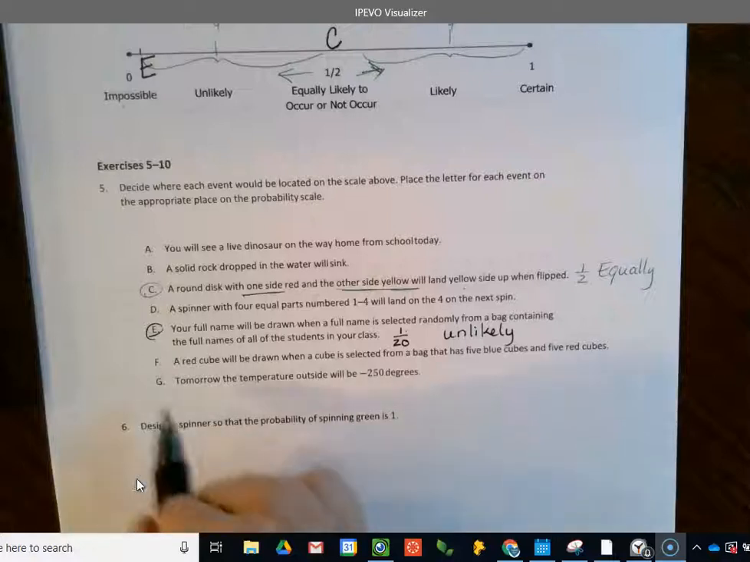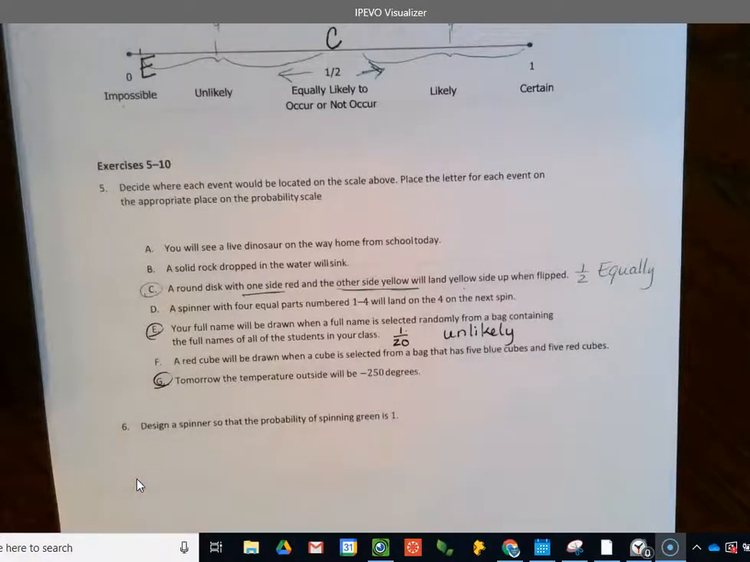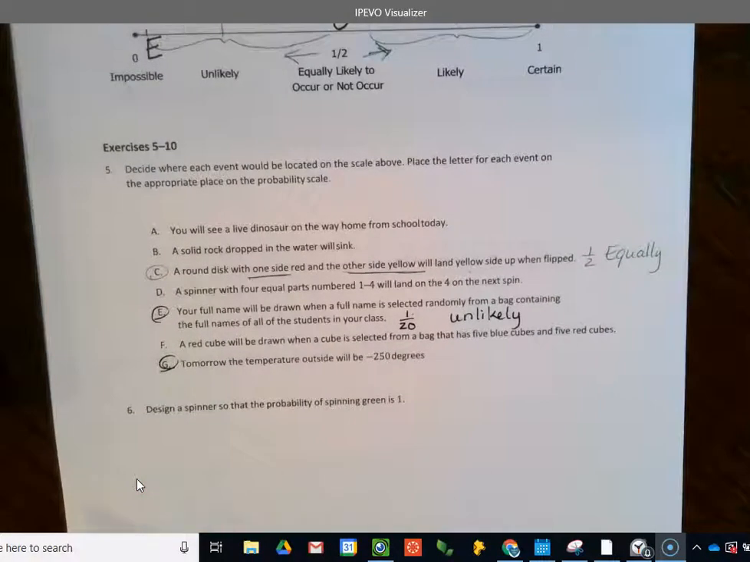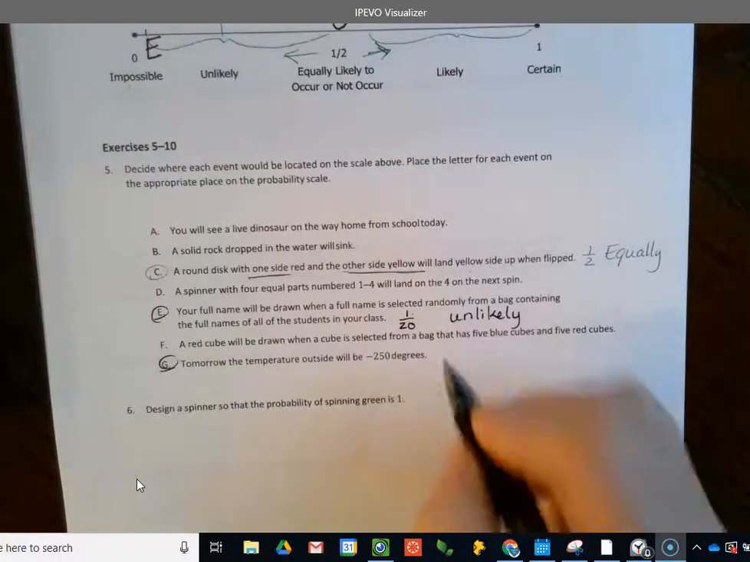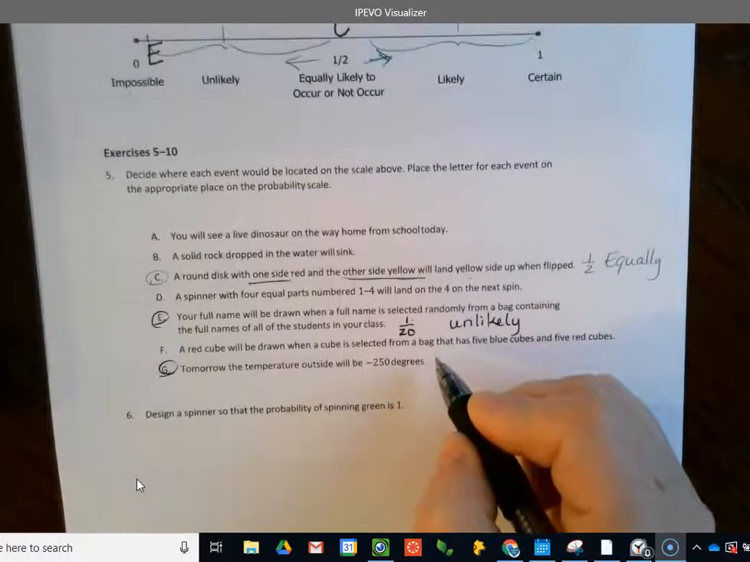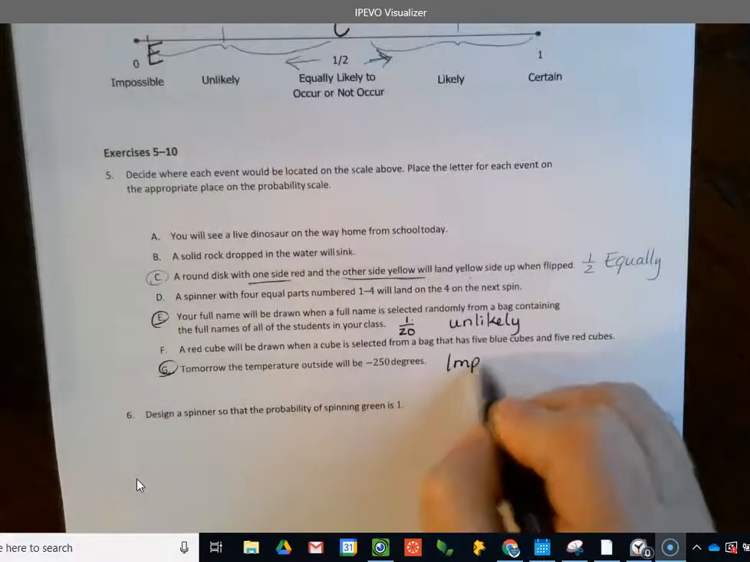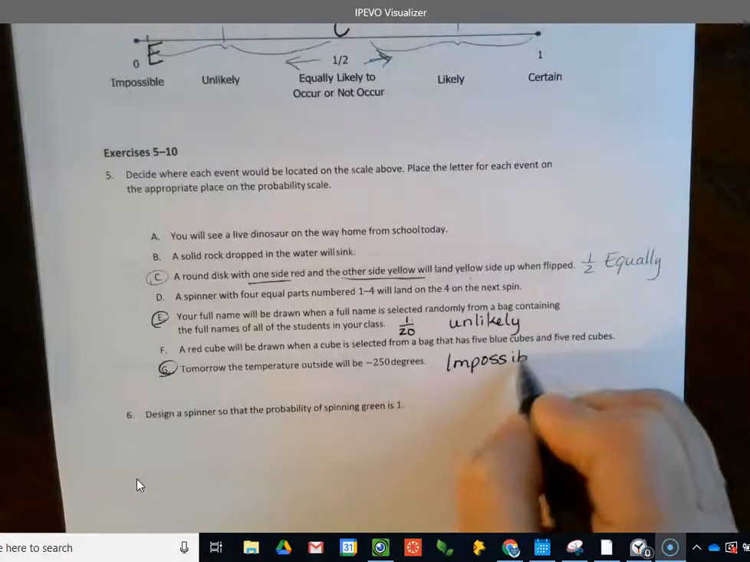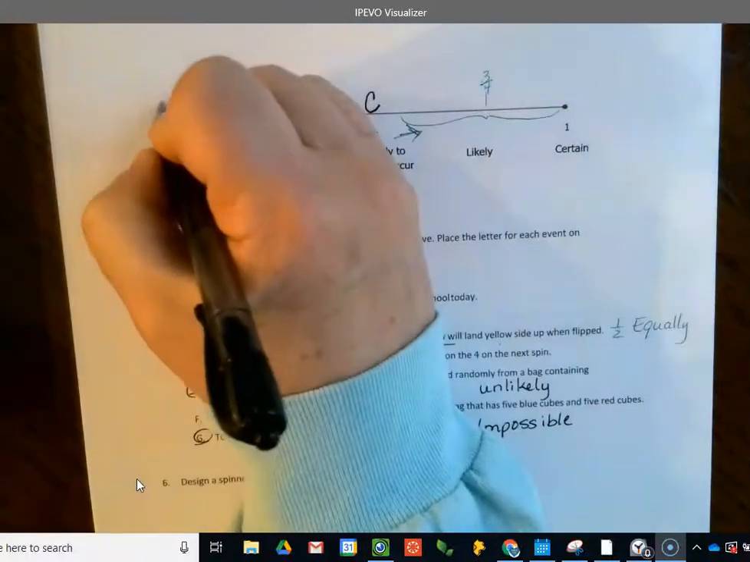Let's take a look at G. What is the probability that tomorrow the temperature outside will be negative 250 degrees? That is not going to happen. So that is an impossibility, or impossible, and we're going to label it G.